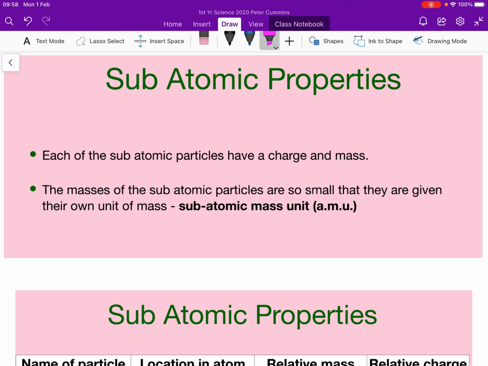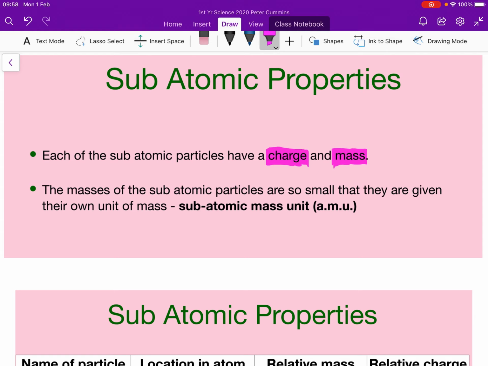Okay, so each of the subatomic particles, so each of the protons, neutrons, and electrons, have 2 things. They have a charge, same way your battery has a positive up the top and a negative down the bottom. So they have a charge, so they're either positive, negative, or neutral. And they weigh something. They have a mass.